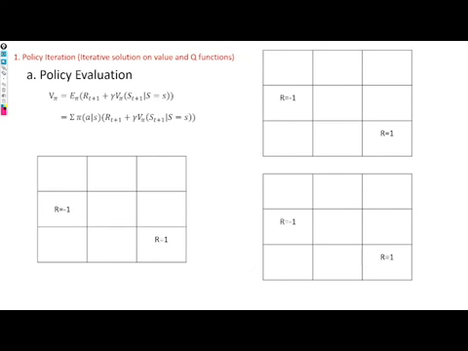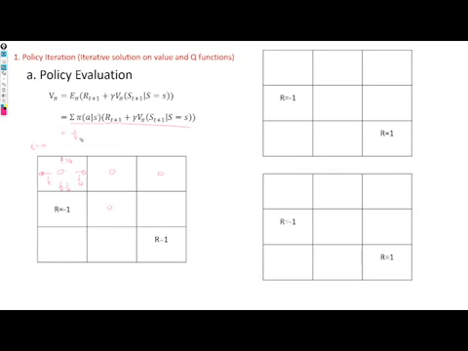It's exactly the same as the example that I showed you previously. At time equals t, we initialize the value functions of each state as zeros. And then we calculate this part. Because we have four possible directions, we initialize the state transition probability equally: 1 over 4, 1 over 4, 1 over 4, 1 over 4.